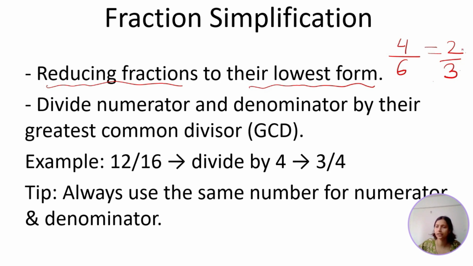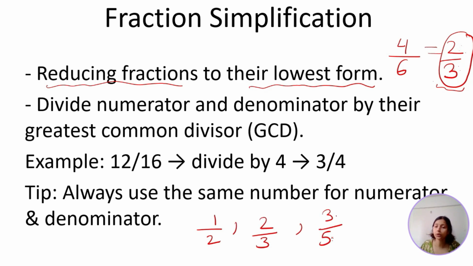Now 2 and 3, they don't have any common factor. 2 and 3 are co-prime numbers. Now I don't have any other number which can divide both 2 and 3. So this is the simplest form or the lowest form. So a fraction is said to be in the simplest form when the numerator and the denominator don't have a common factor other than 1, or when the numerator and denominator are co-prime to each other.